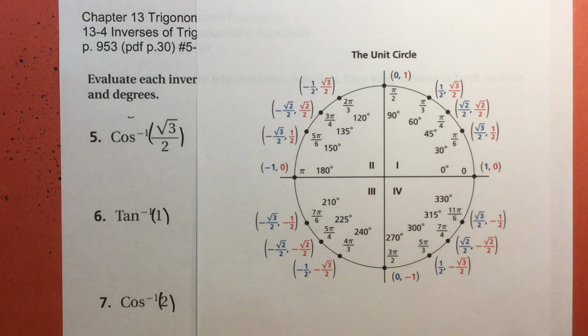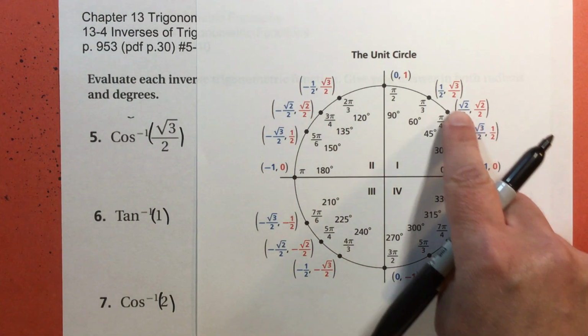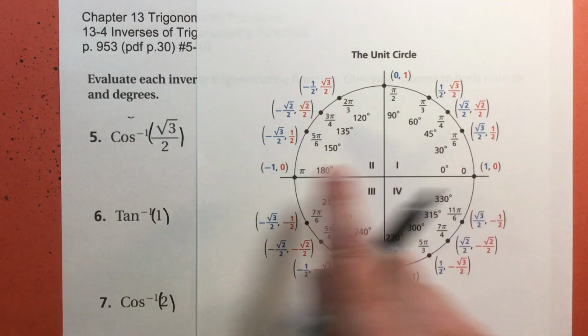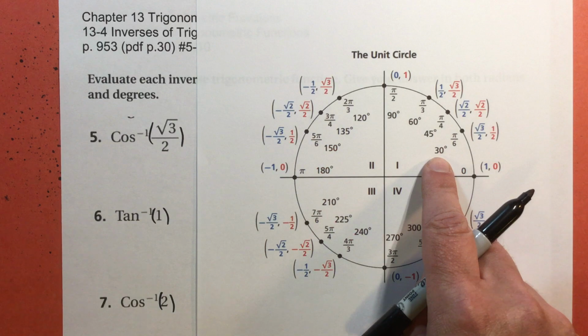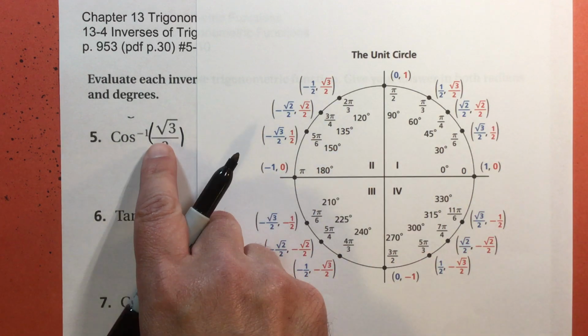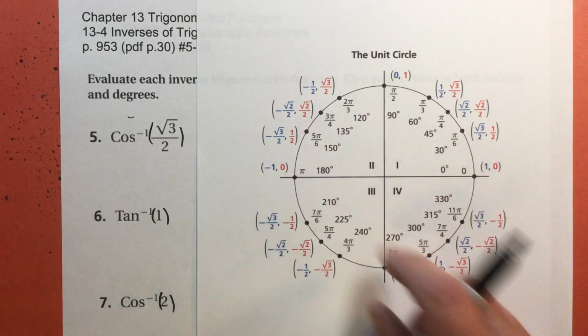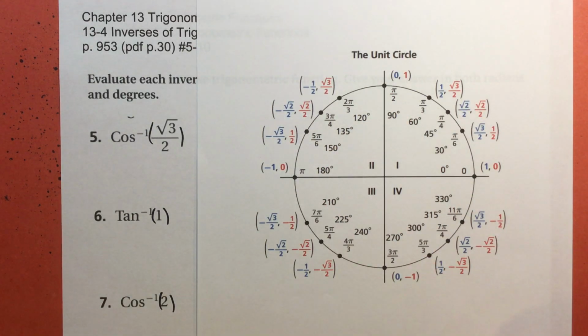So again, cosine goes with the x. Here's where the x's are positive. Here's where the x's are negative. Quadrant 1, since that's positive, I'm going to have an acute angle. If it was negative, it would be an obtuse angle from 90 to 180, but nothing beyond 180 degrees.